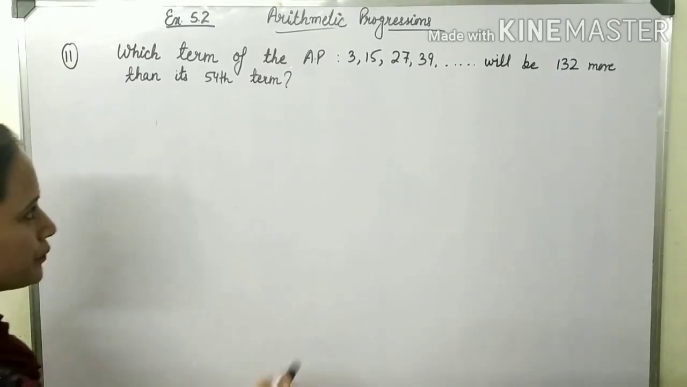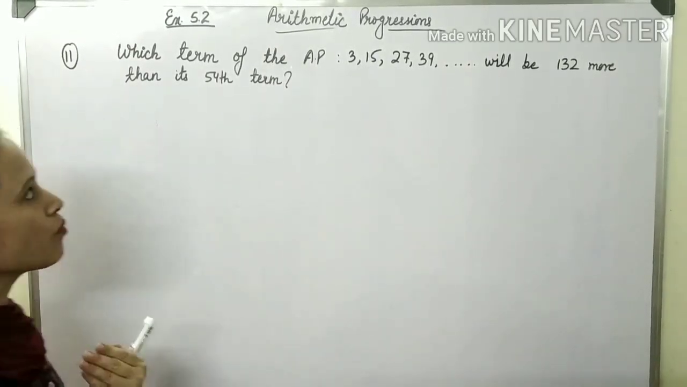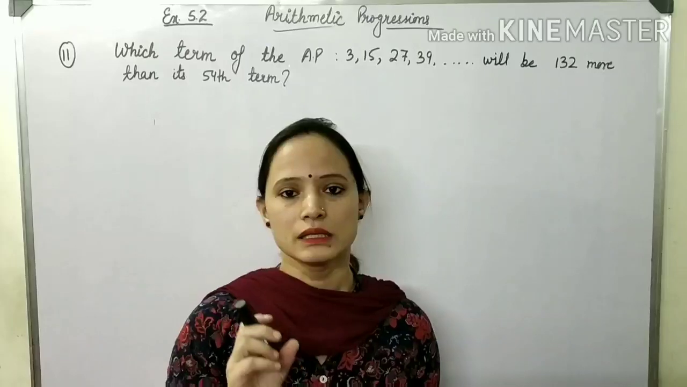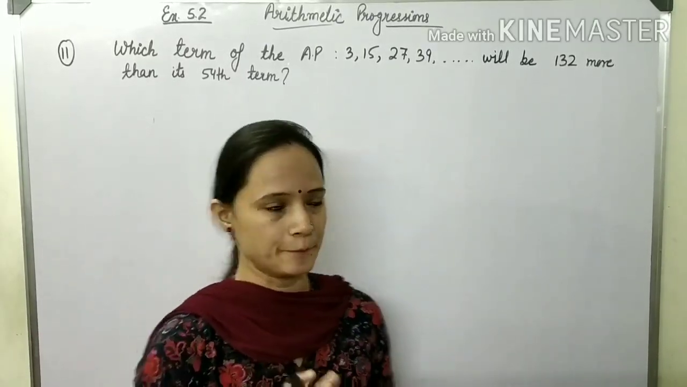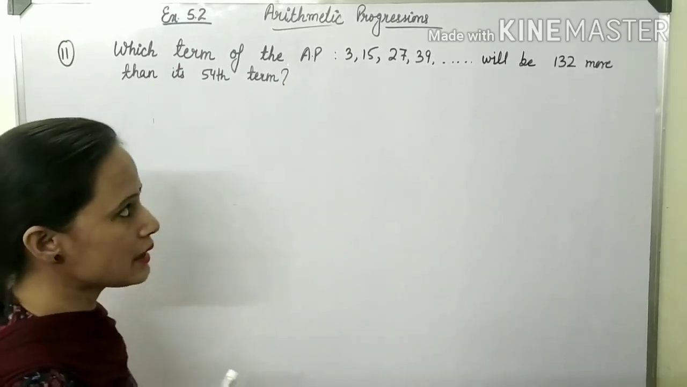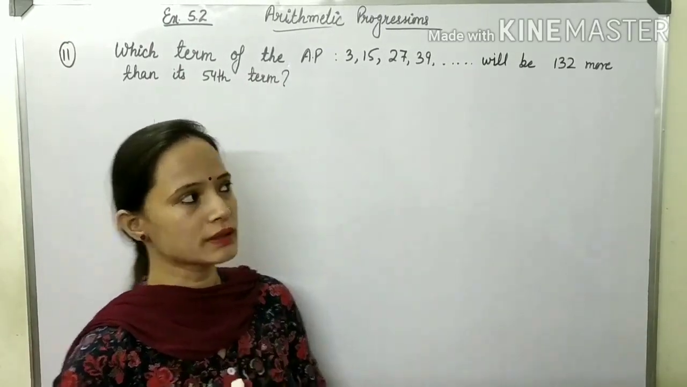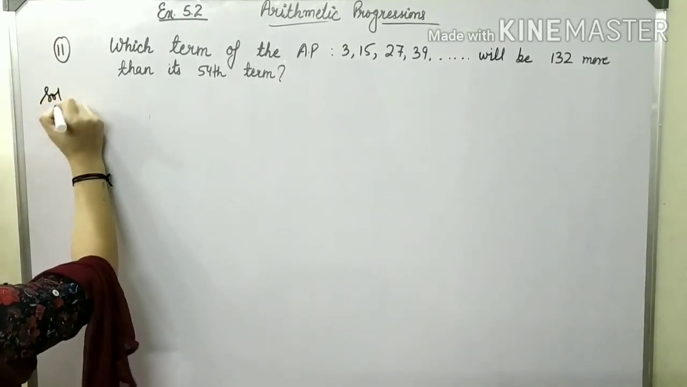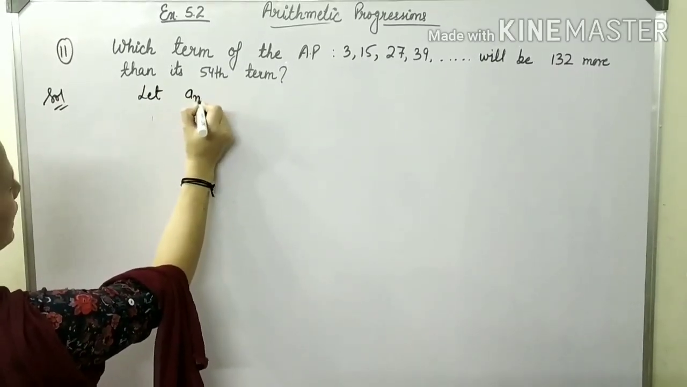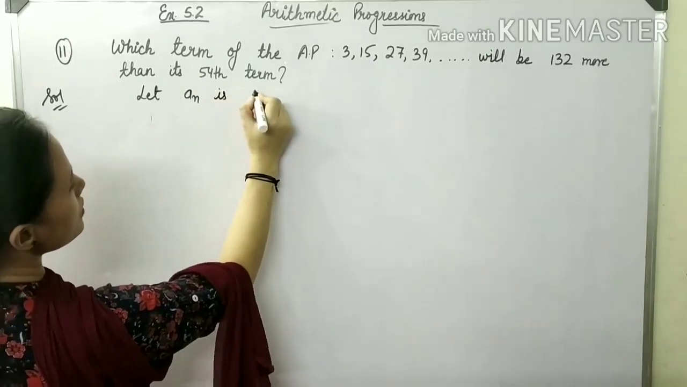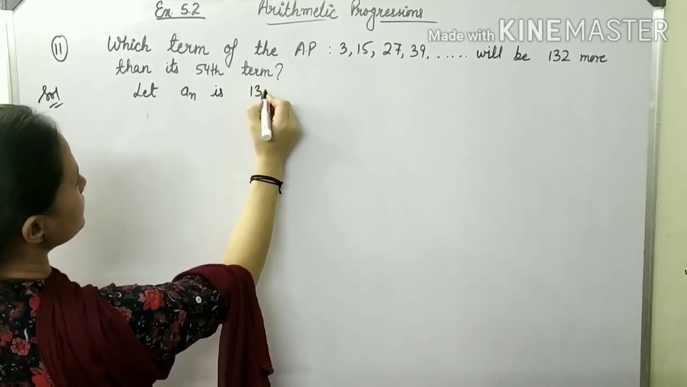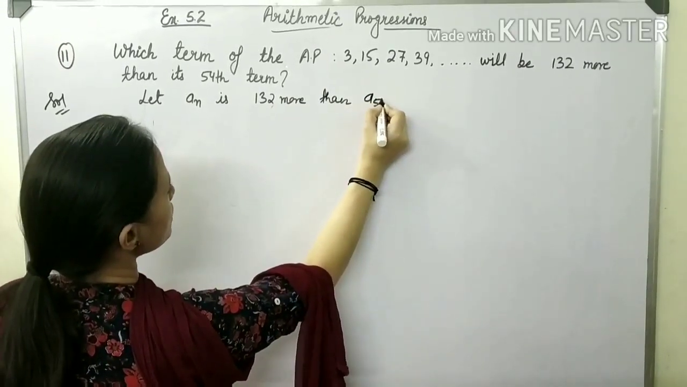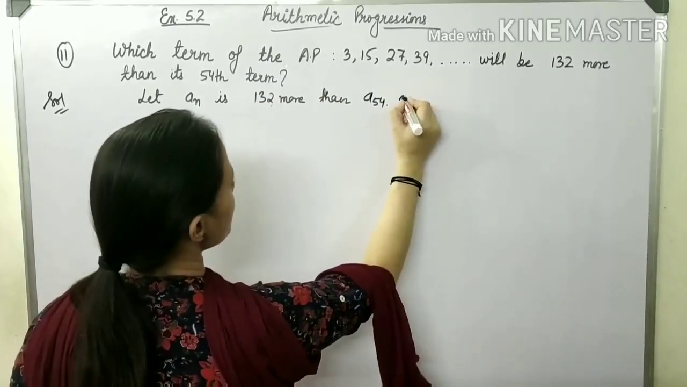Which term of the AP is given, will be 132 more than its 54th term? So which term means we'll have to find the position of the term, that n we have to find. So to find that, let us assume that nth term is 132 more than the 54th term of the given AP. So we'll take, let an term is 132 more than 54th term, that is A54 of given AP.